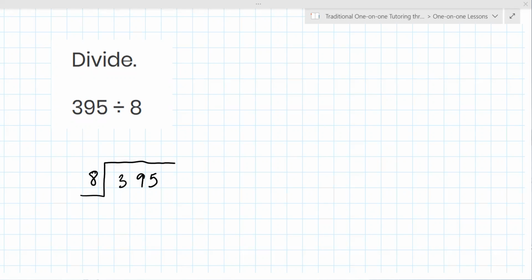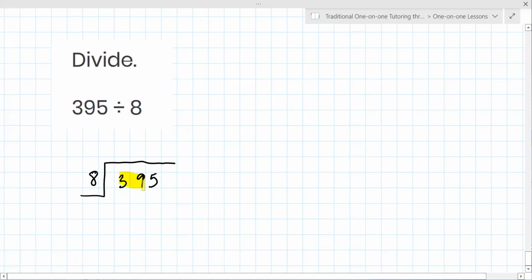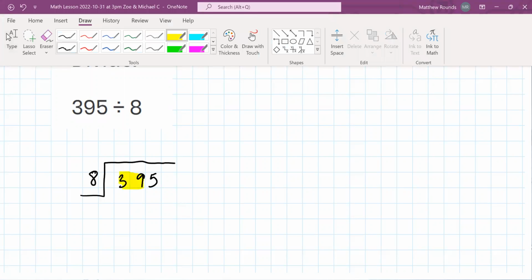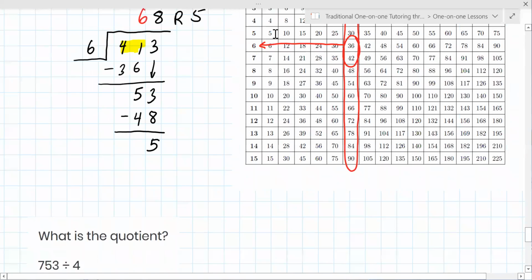I have a question. Okay, what is your question? I forgot what to put at the top. Okay, does 8 go into 3? No. No, so you don't do anything there, but you now look at 39. Does 8 go into 39? It's 39 in that 8 column. No. Yes, it's between two numbers on your multiplication table.